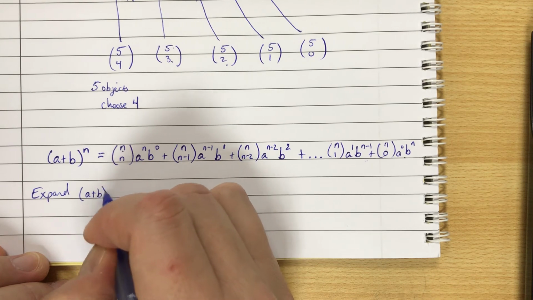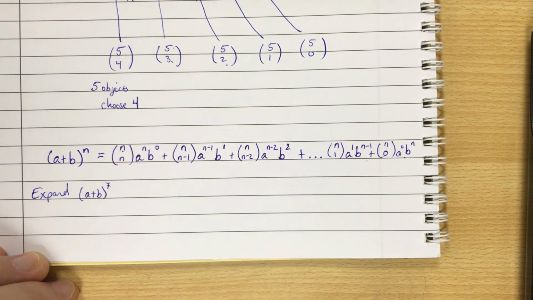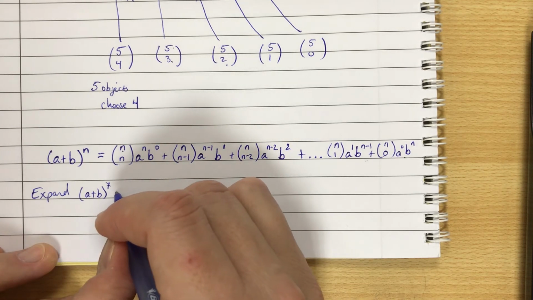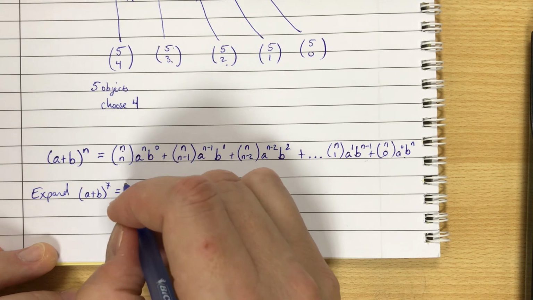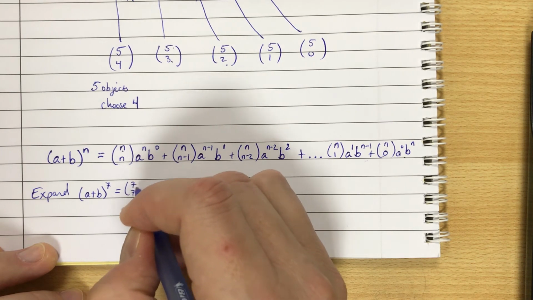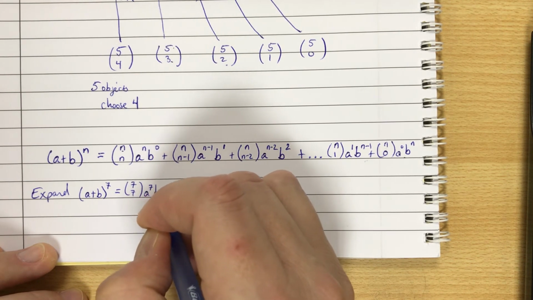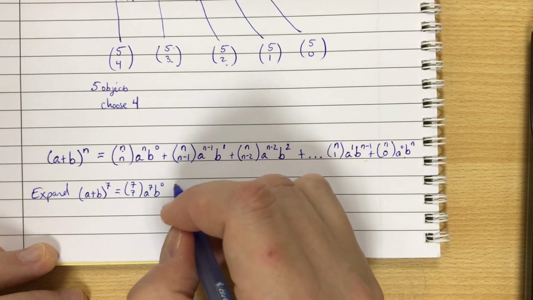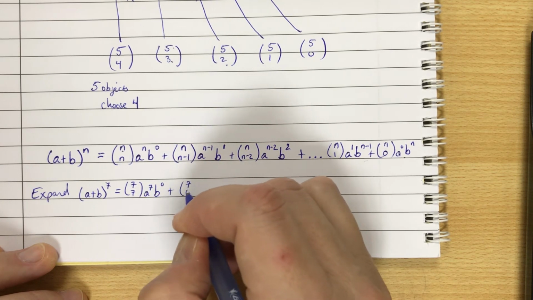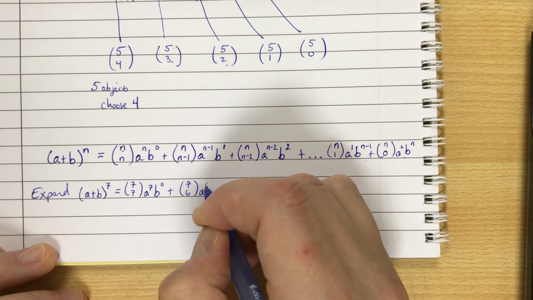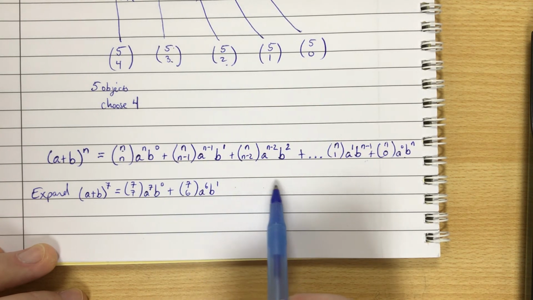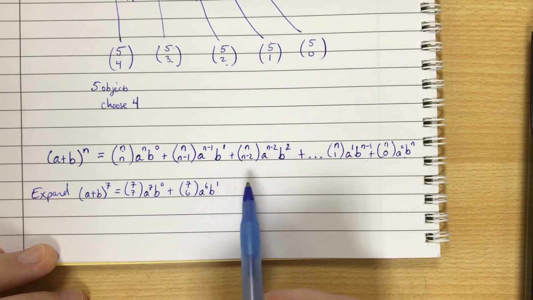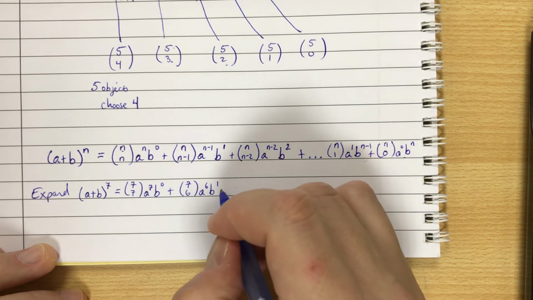(a + b) to the 7th. Now again, this is going to be quite a bit of work. There's still a lot of writing. But it would be 7 choose 7, a to the 7th, b to the 0, plus 7 choose 6, a to the 6th, b to the 1st. The exponents for a will decrease by 1. The exponents for b will increase by 1.